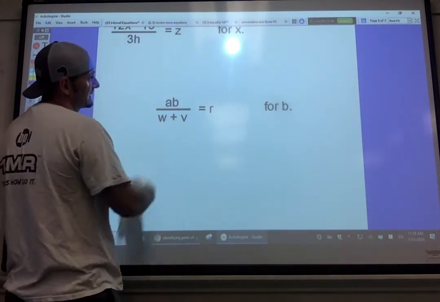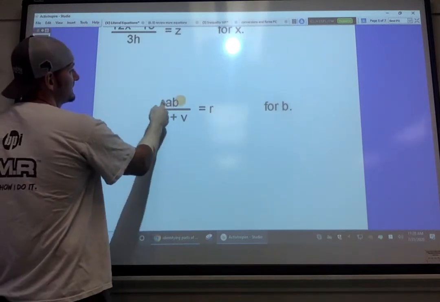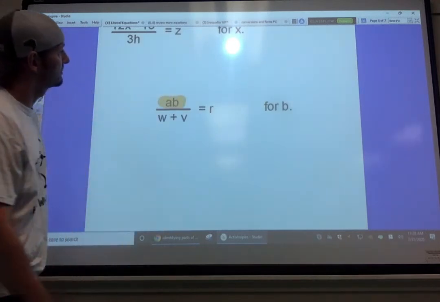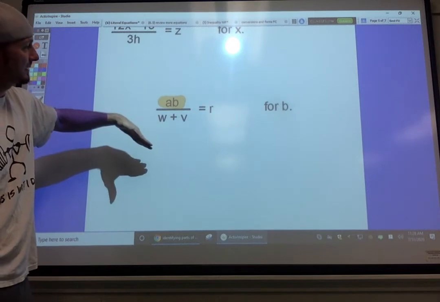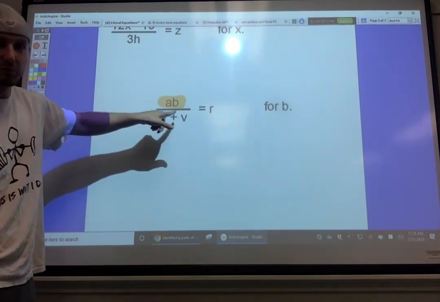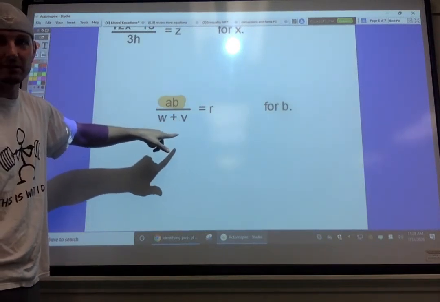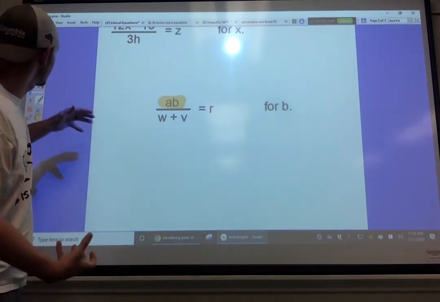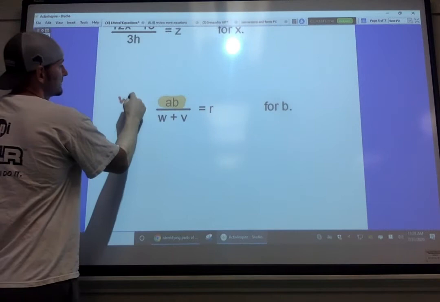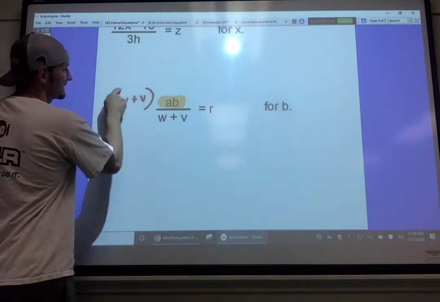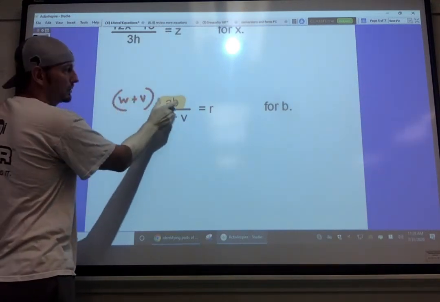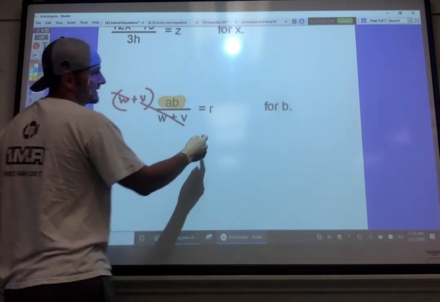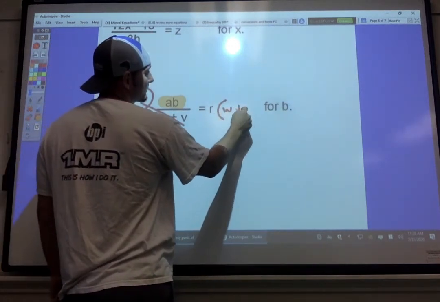Alright, so solve for B. B's right there with that. So, what is dividing A times B? W plus V, whatever that number is. So, I need to multiply by whatever W plus V is. So, W plus V, in parentheses, whatever that number is what I'm going to multiply by. Don't know what it is, so I just write it as such, W plus V.